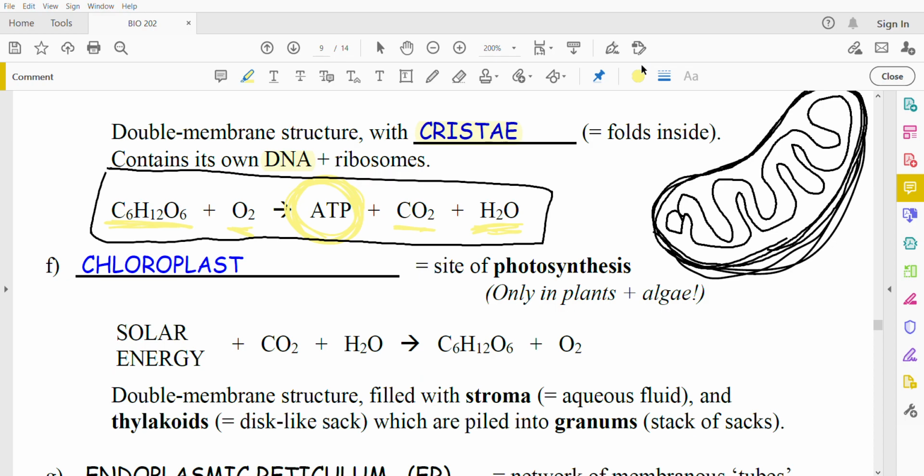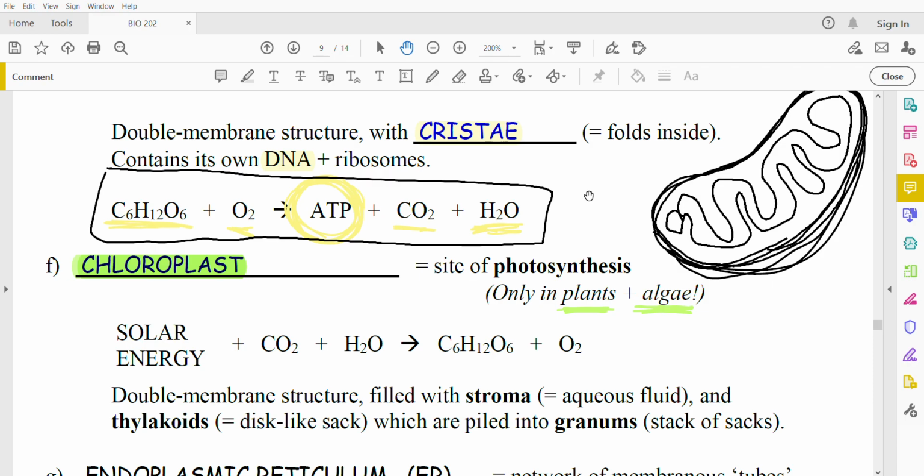Then we should have a look at the chloroplast. So chloroplast is only found in plants and algae. So we don't find chloroplast in animal cells. We humans are an example of animals. We cannot do photosynthesis. We need plants. We rely on plants for a source of oxygen and a source of sugars for us to be able to function. So only plants and algae can do photosynthesis. They have chloroplasts in their cells.